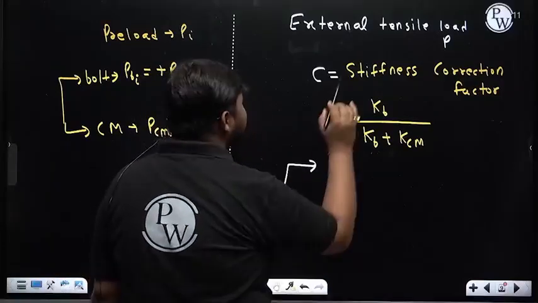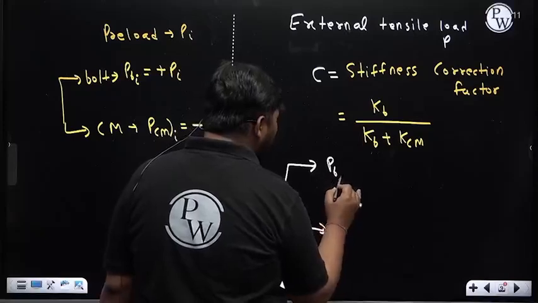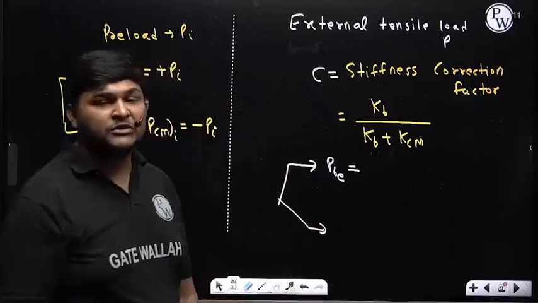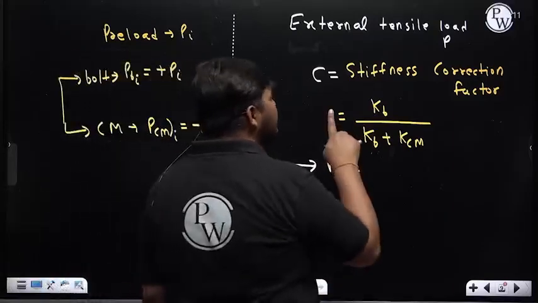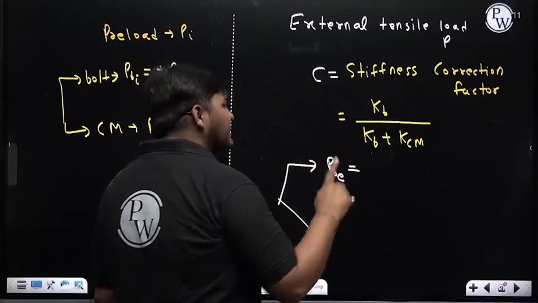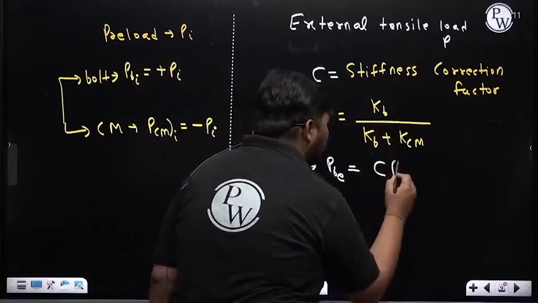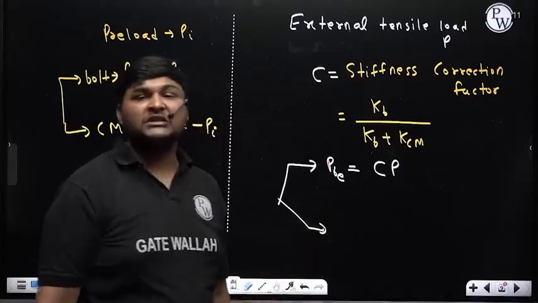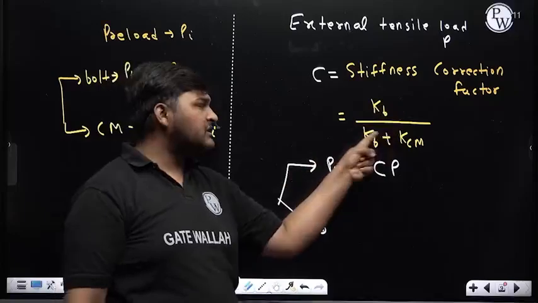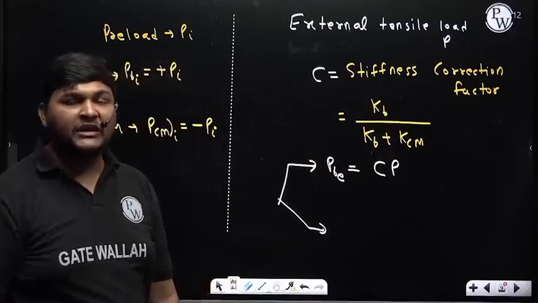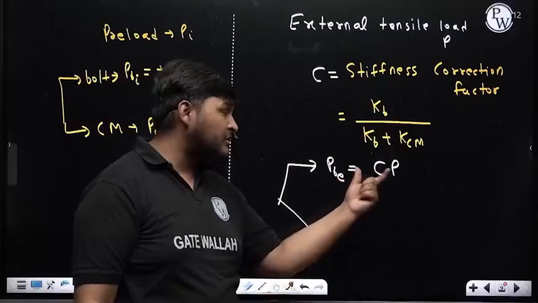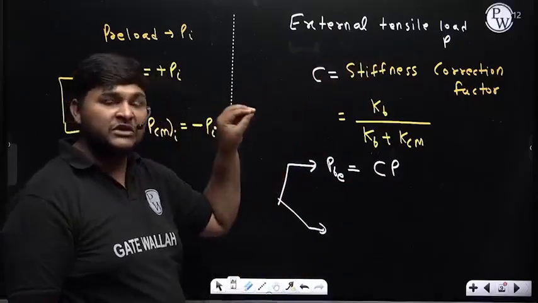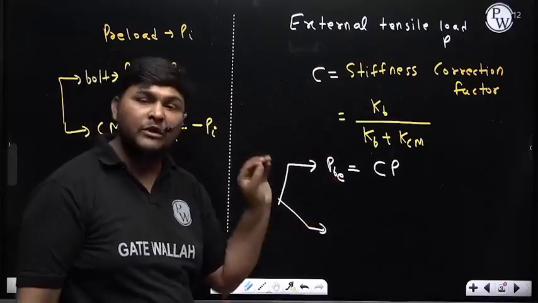The part of this external load P which will be shared by the bolt, I am representing as PBE. PBE means the axial force in the bolt due to external load. If the stiffness correction factor is C, then C part of this load P will be shared by the bolt. So the axial force in the bolt due to external load will be C into P, where C is the stiffness correction factor, whose formula is this, and P is the external tensile load acting in the system, and its nature will be tensile. Since the external load is tensile, the forces coming in the bolt and in the connecting member will both be of tensile nature.